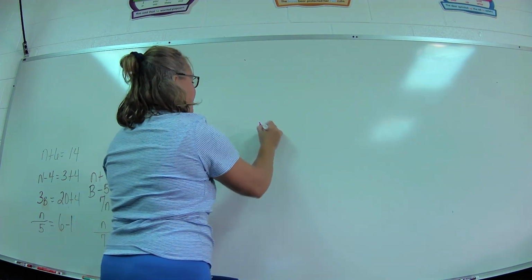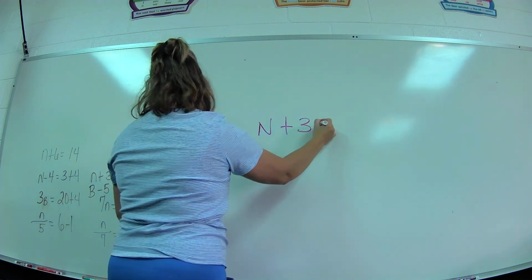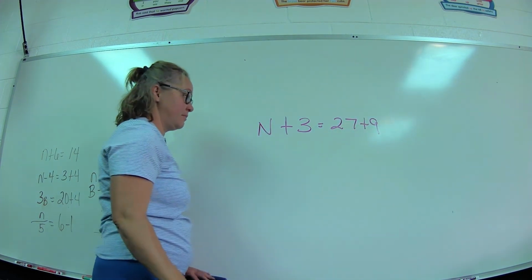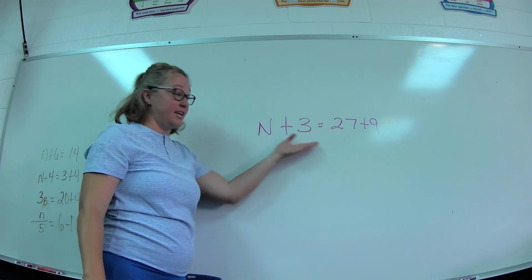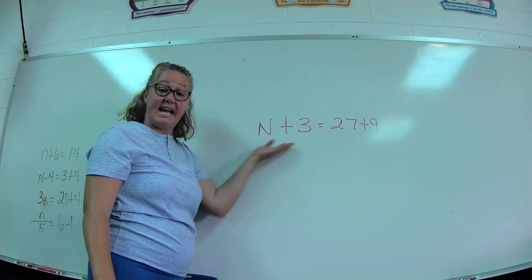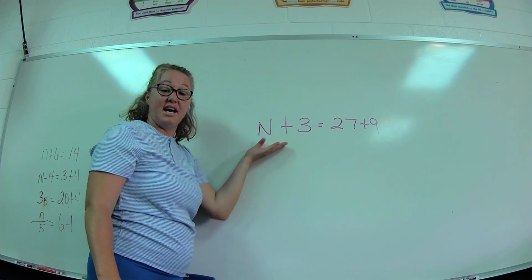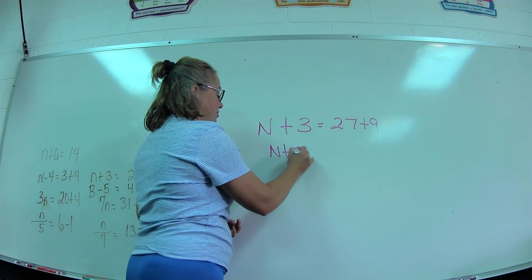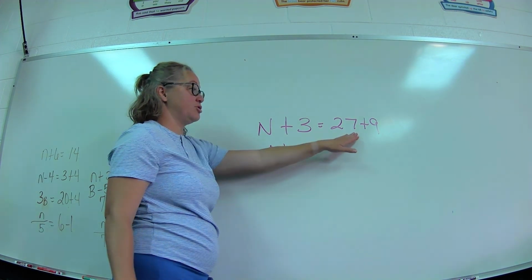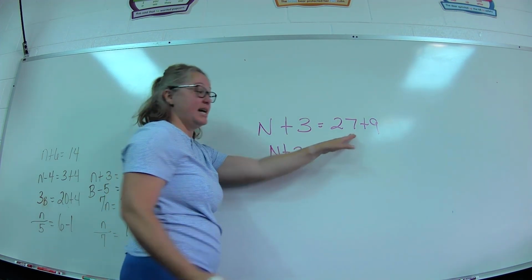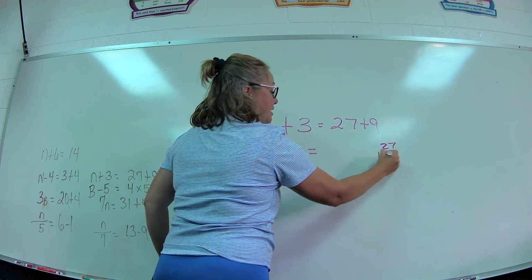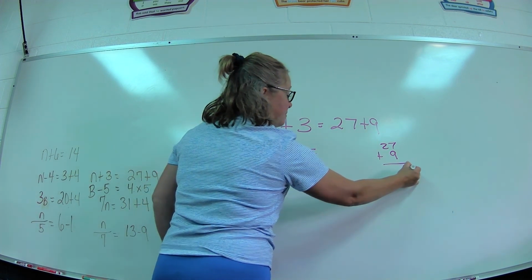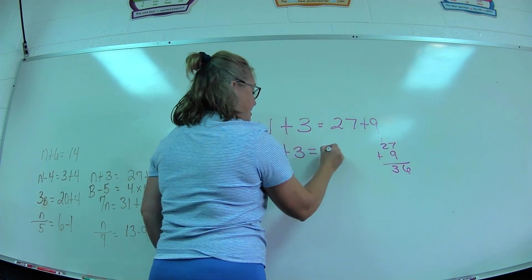All right, let's do n plus 3 equals 27 plus 9. All right, I do not know my value. I do not know what n equals. I cannot solve this side of the equation just yet, anyways. So n plus 3 equals, what does 27 plus 9 equal? 27 plus 9. 9 plus 7 gives you 16. Carry a 1, gives you 36.